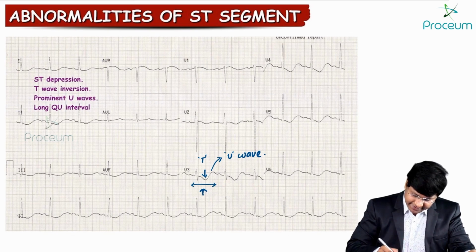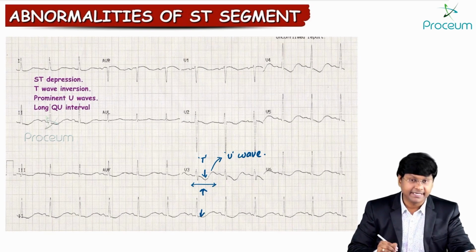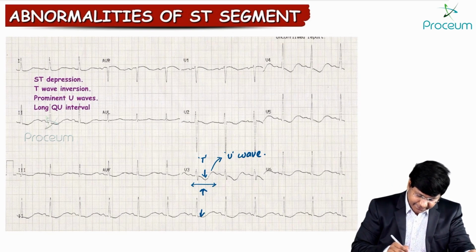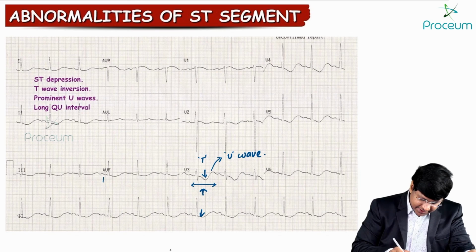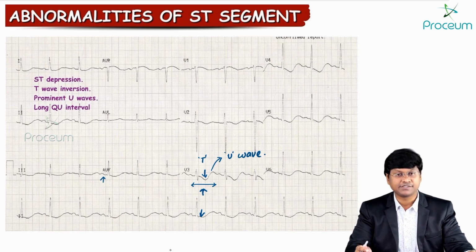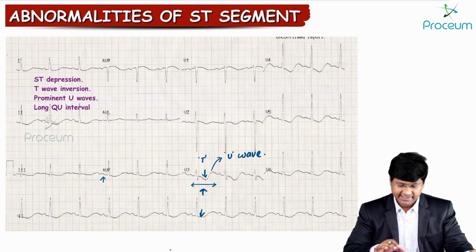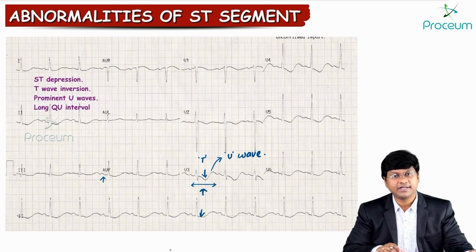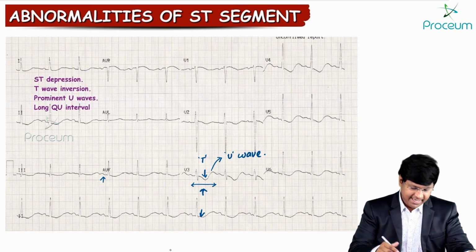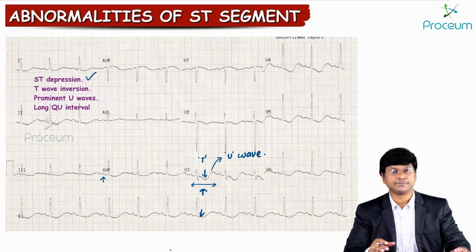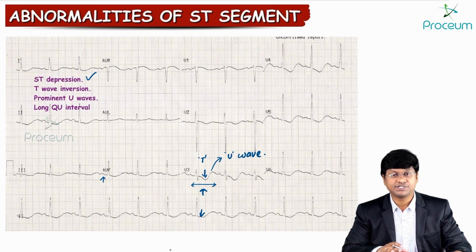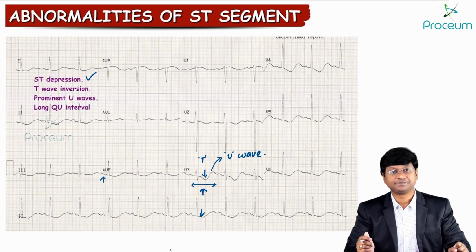And then followed by that, if you take the ST segment, it is depressed. And if you take the P wave, this is not shown here in this ECG, but you can have the presence of pseudo P pulmonale. In this ECG related to hypokalemia, the changes you have are T wave inversion, prominent U wave, long QU interval, as well as ST segment depression. So these are the ECG changes of hypokalemia that can be seen in this particular ECG.